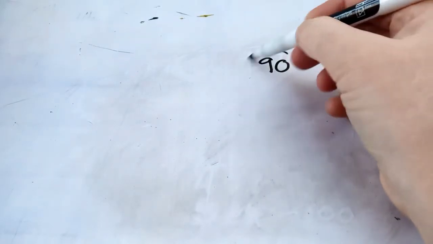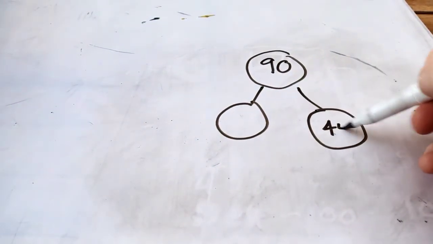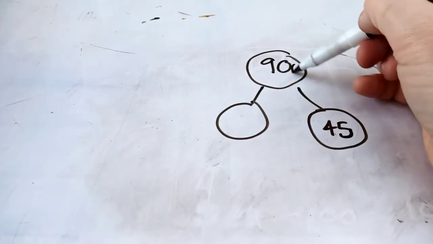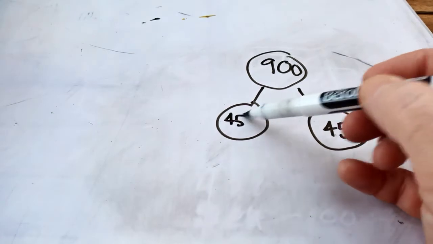We'll do one last one. What's half of 90? Well done, you'd say 45. So what's half of 900? Well done, it's 450.